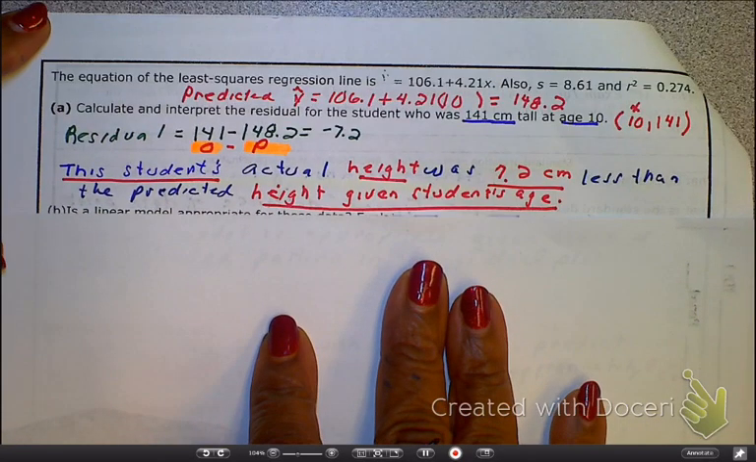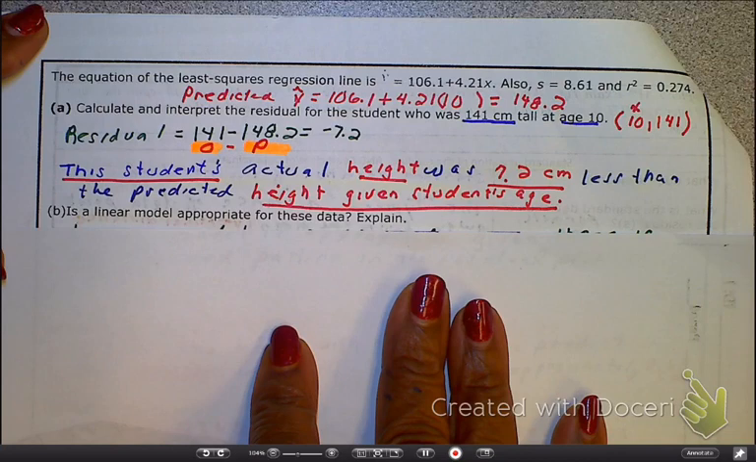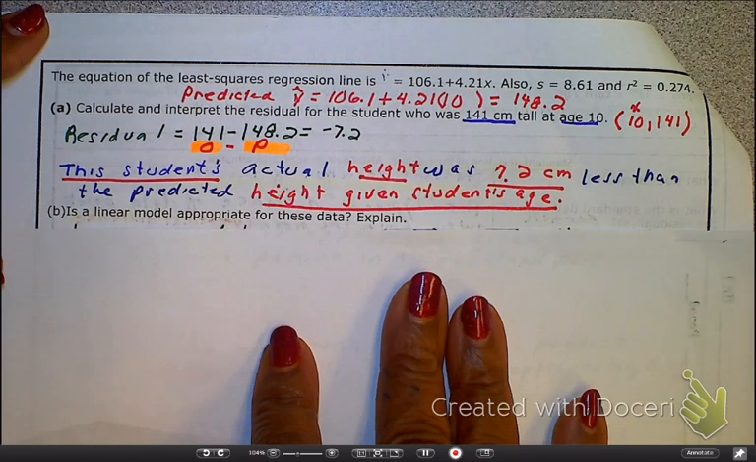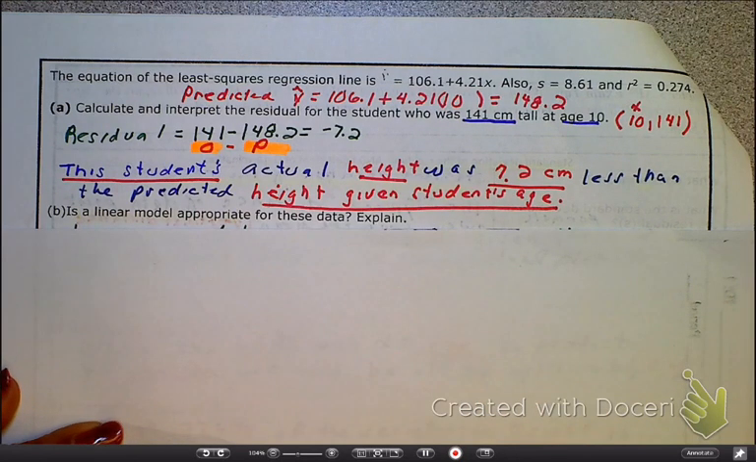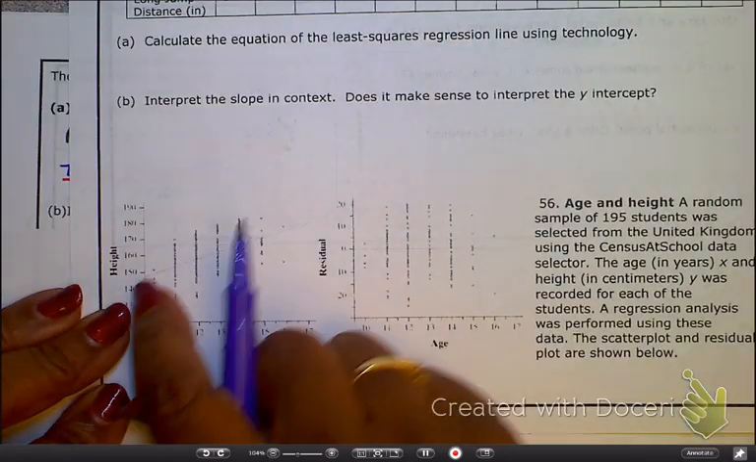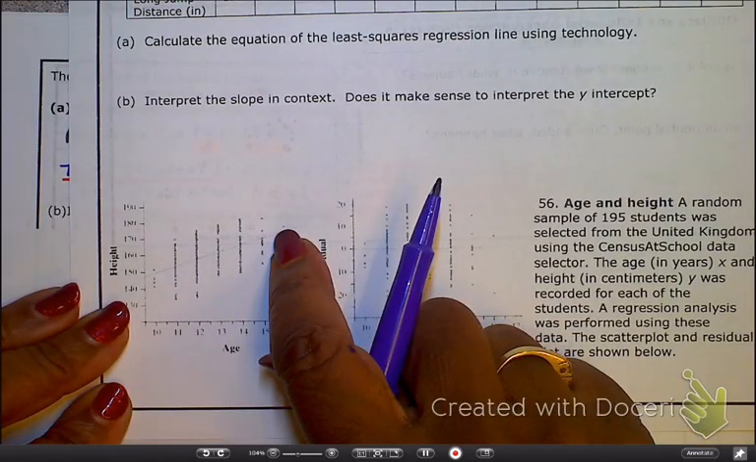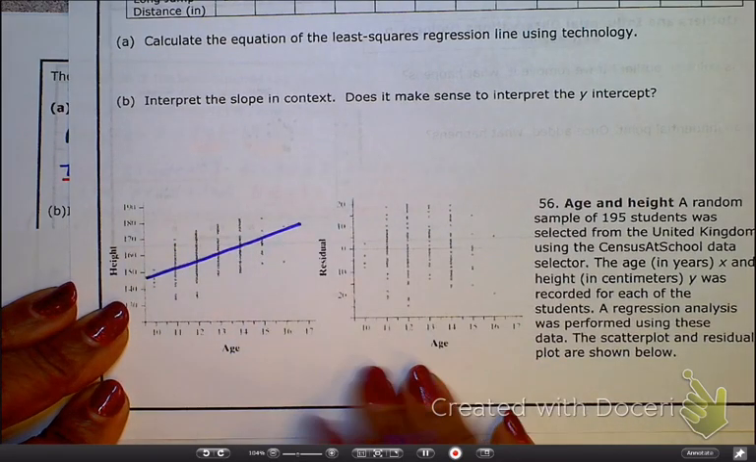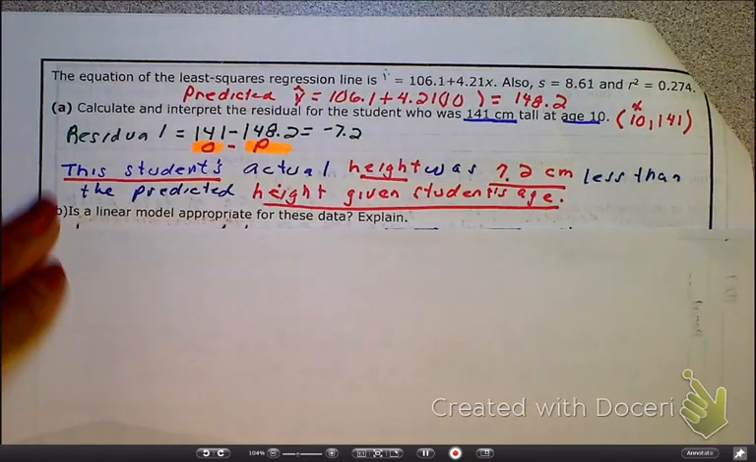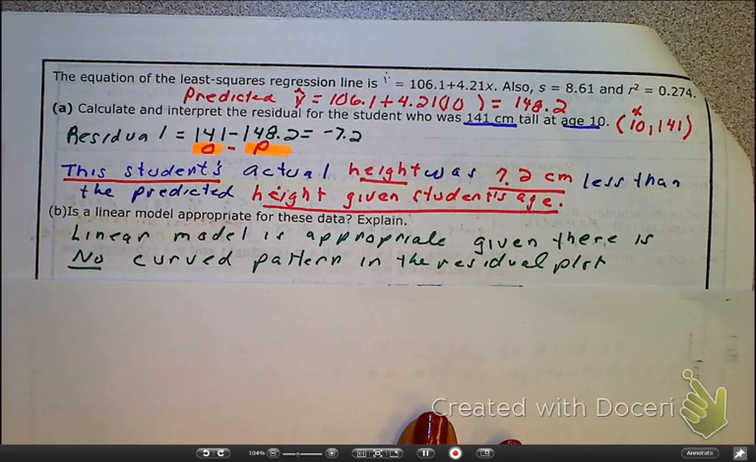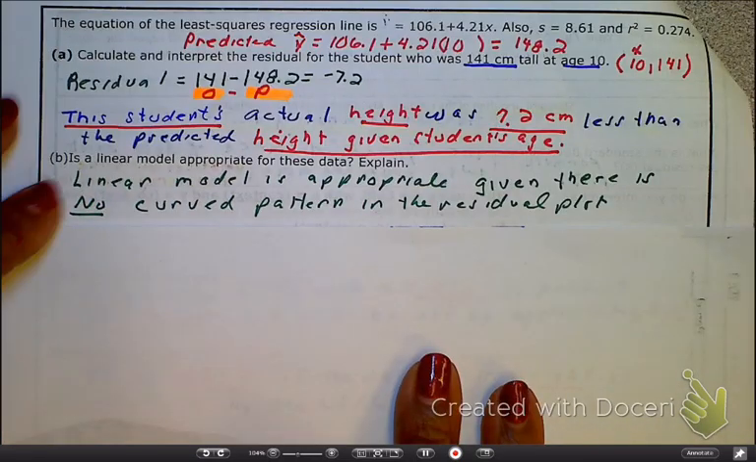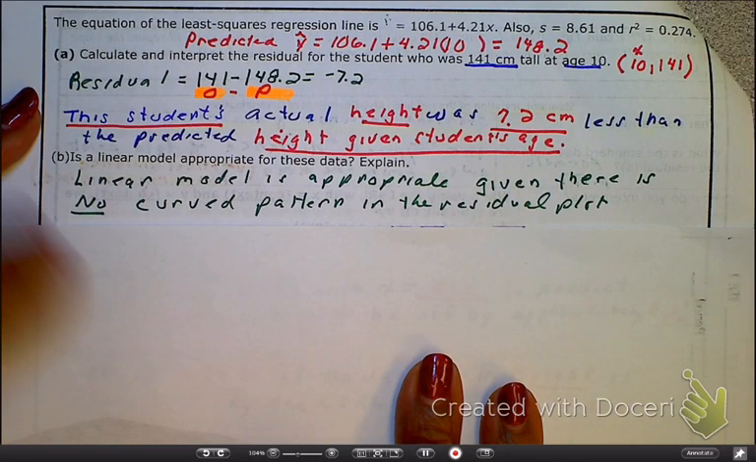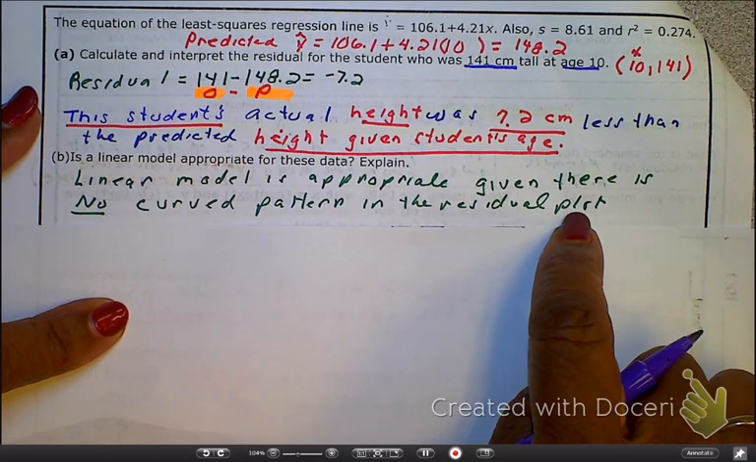So let's continue to the next question. Here it is saying, is this linear model appropriate? And I know some of you guys are saying, well, it's not really scattered, Miss Yarbrough, but then we'd have to go back and look at what this graph looked like in the first place. And a linear model was reasonable as we looked through here. Not nice, but reasonable. So, for that reason, I said the linear model is appropriate given that there is no curve in the pattern in the residual plot. Don't forget you've got to mention the idea of a residual plot.